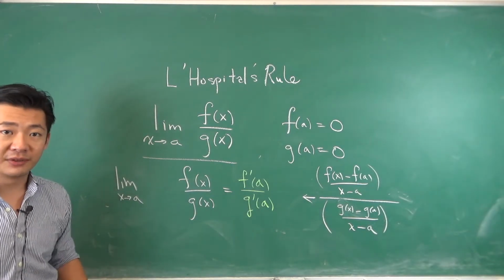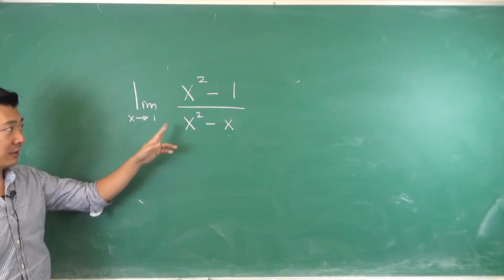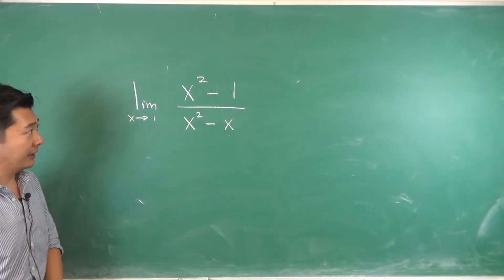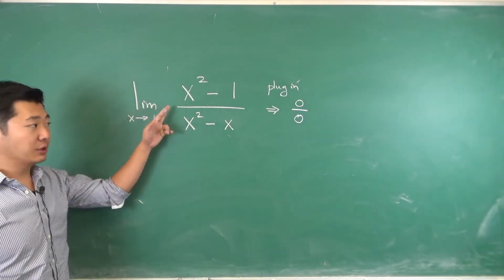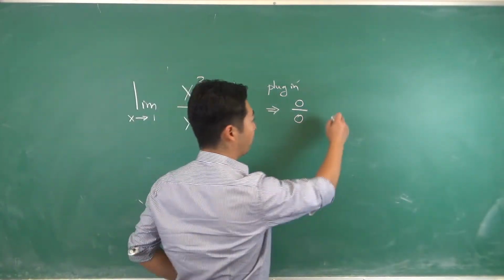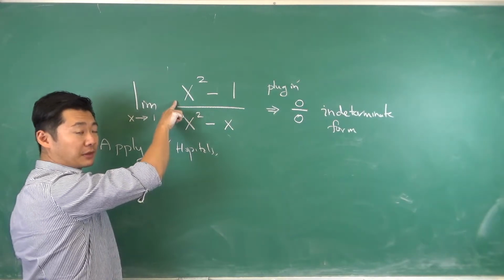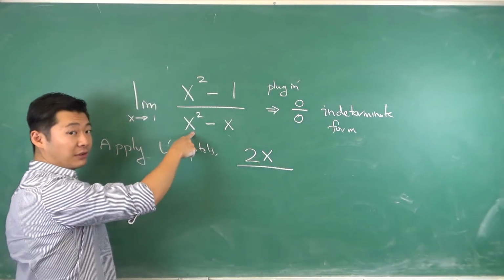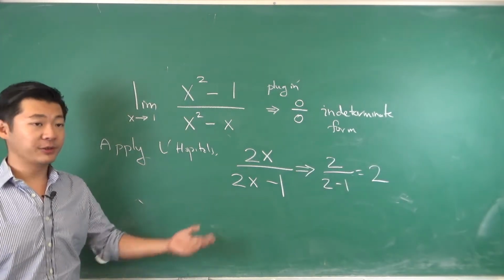So let's do a couple of examples. The limit as x goes to 1 of x squared minus 1 divided by x squared minus x. Well, if we plug in, we'll get 0 divided by 0. When this happens, this is called an indeterminate form. And so we can apply L'Hopital's rule. So we take the derivative of the top divided by the derivative of the bottom, and then we plug in 1, and the answer we get is 2.